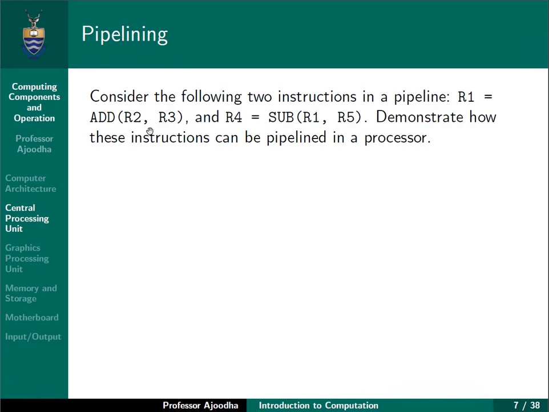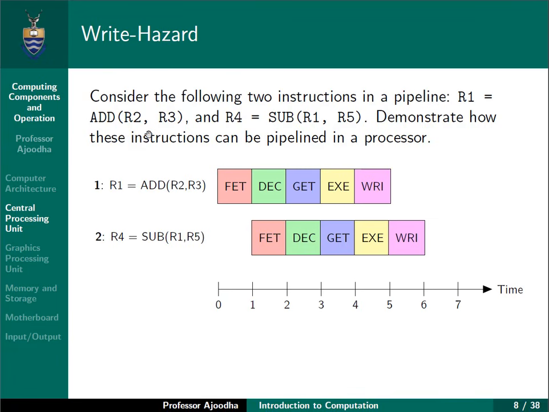And then we have the instruction R4 is equal to subtract R1, R5, which subtracts the value in R5 from the value in R1, and then stores the result inside of R4. So on the screen here, I show you the two instructions being executed. Here we have two instructions which are being processed concurrently.